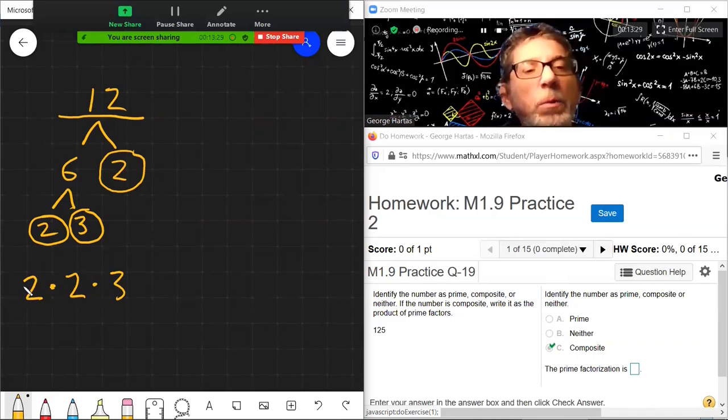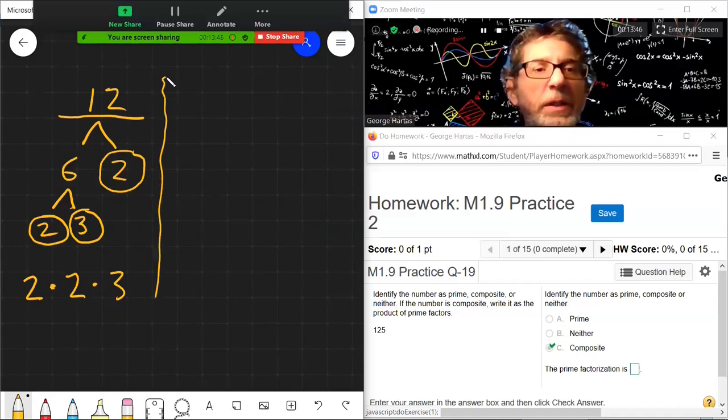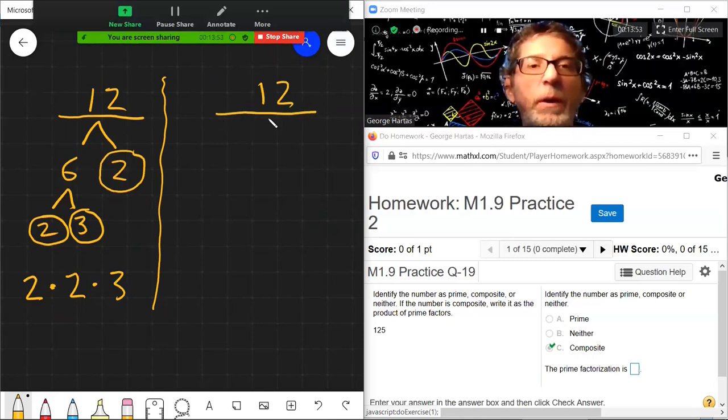In fact, if you were to multiply these out, you better get 12 back, and we do, because 4 times 3 is 12. So that's how you perform prime factorization using a factor tree. Now, let's try something else since we're on that topic here. Let's pretend we didn't want to use 6 and 2, but we want to use 4 and 3. We still get the same thing?